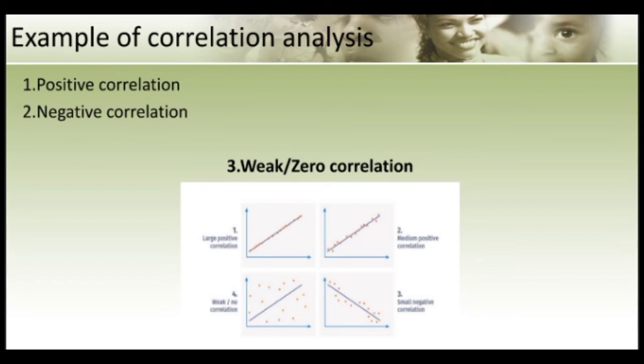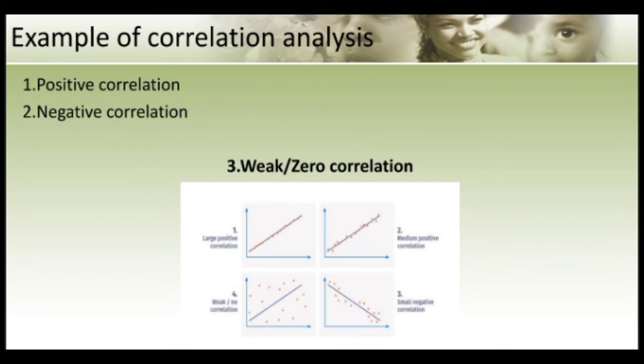So, in the positive correlation, a positive correlation between two variables means both variables move in the same direction. An increase in one variable leads to an increase in the other variable and vice versa. For example, spending more time on a treadmill burns more calories.